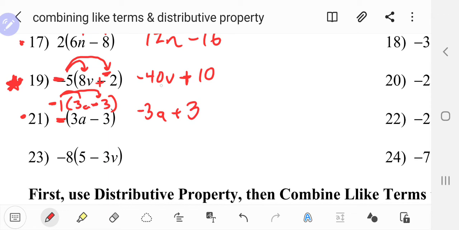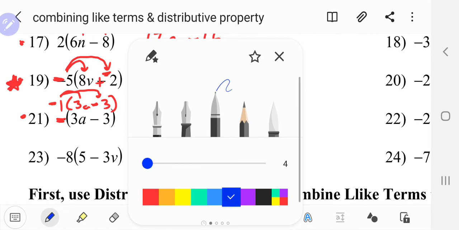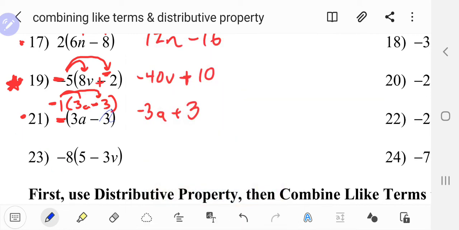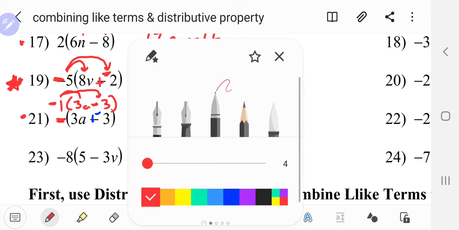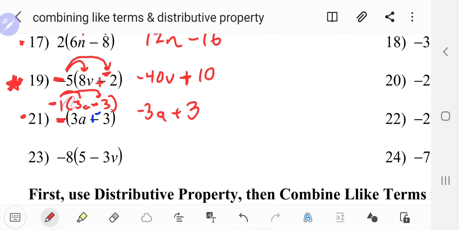All right, the other way to think about it is just to say, okay, whenever there's subtraction, I can change it to adding the opposite. If I change it to adding the opposite, then when I multiply by that negative 1, it's a negative times a negative, which becomes a positive 3 here. All right, so a couple different ways to think about it.